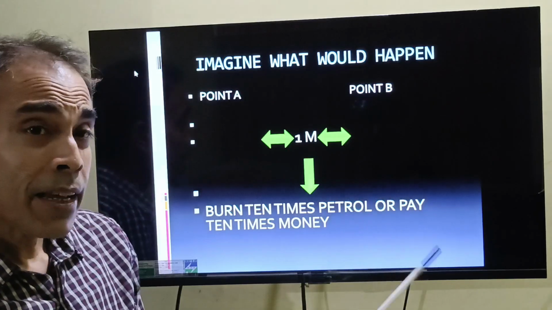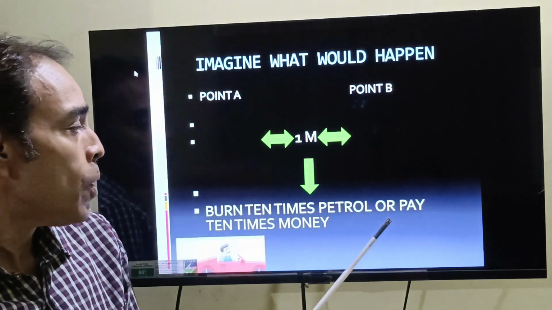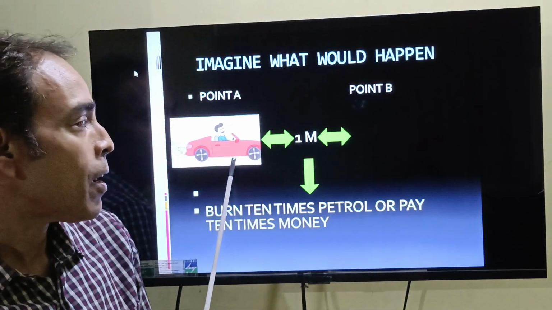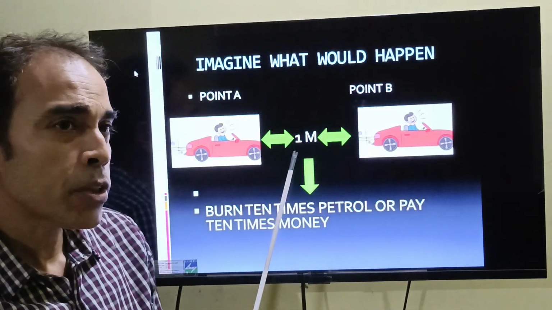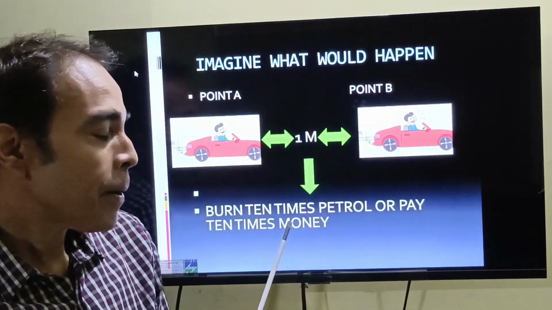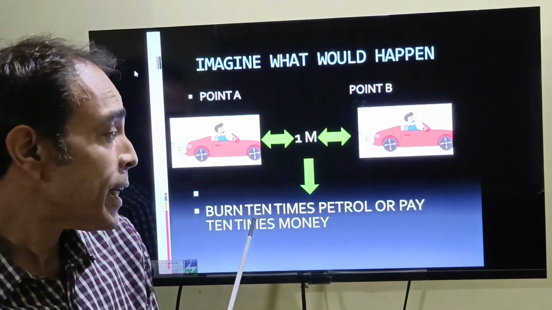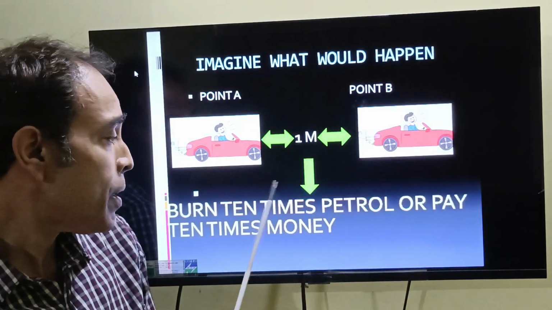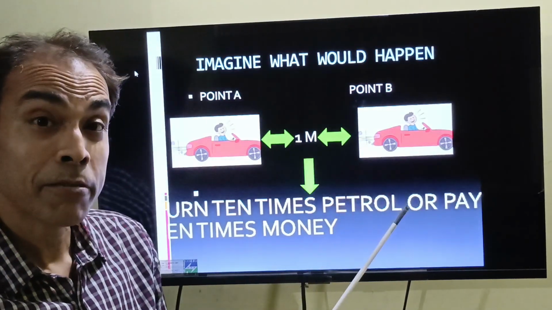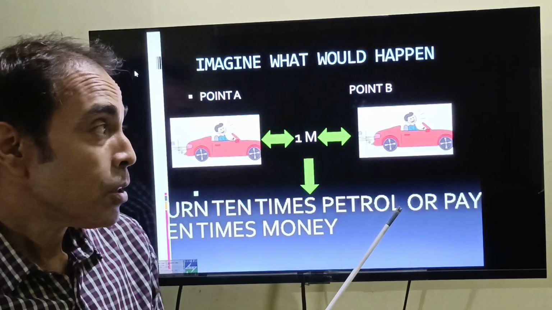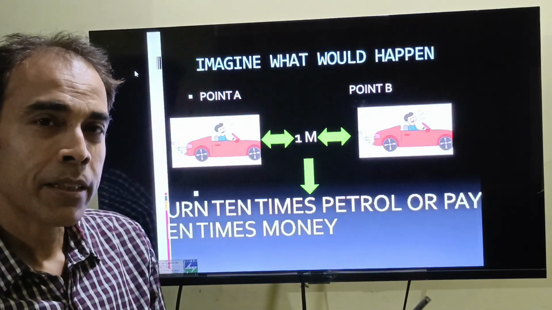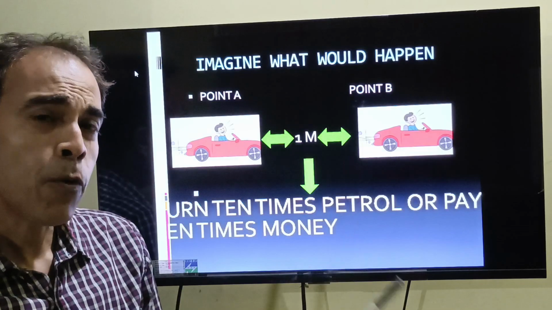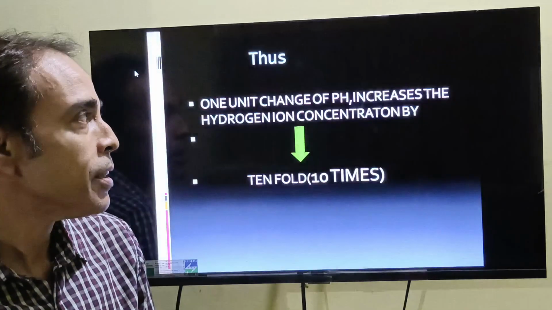So it's like a very simple situation. Suppose you're going from point A to point B by car, and the distance covered is just 1 meter, but you have burned 10 times the petrol. Or suppose you're traveling and you have to pay 10 times the money. So that's the importance of the pH. A small change of pH manifests into a manifold increase in hydrogen ion concentration.